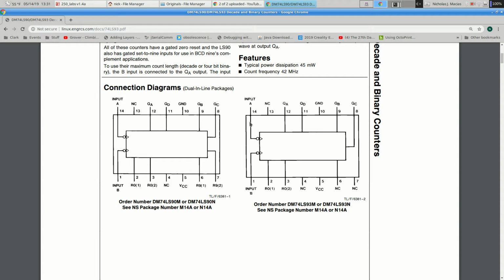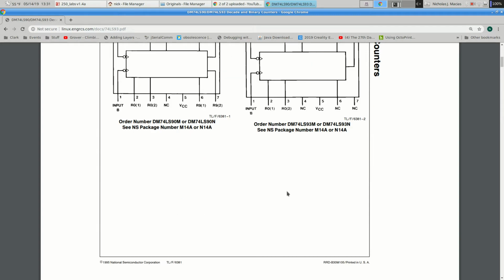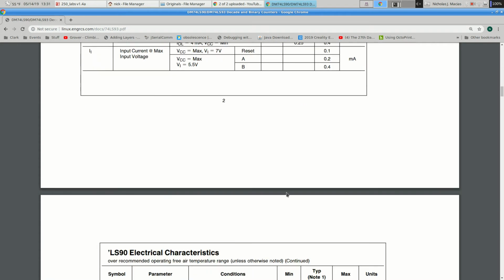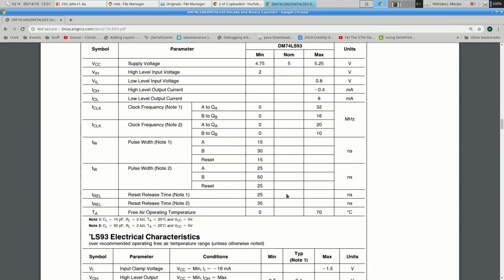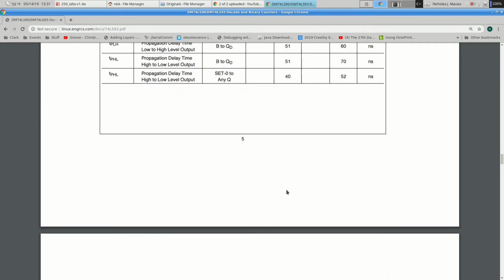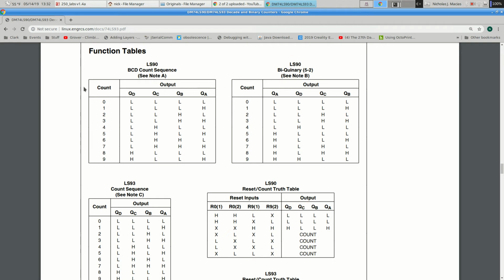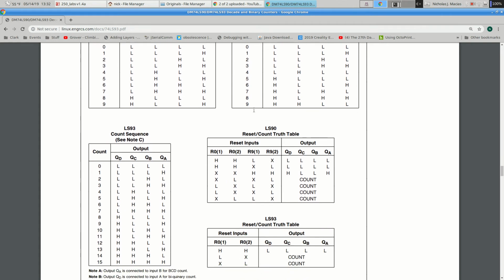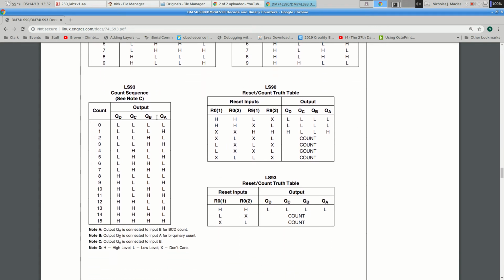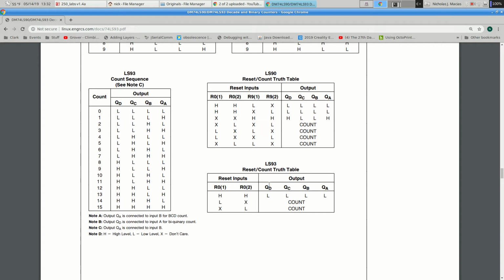It's got 2 inputs, input A, input B. It's got 4 outputs, QA, QB, QC, and QD. And then it's got 2 inputs labeled R01 and R02. So let's look at the truth table. So that's LS90 on the top. Here's LS93. This table and this table.